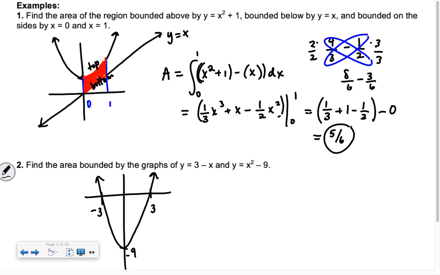And then we have y equals 3 minus x. So I'm going to rewrite that as y equals negative 1x plus 3. So we know it has a y-intercept of 3. And it goes down 1, right 1, down 1, right 1, down 1, right 1. So it's also going to cross at 3. Do you guys see that it's going to cross on the x-axis at 3? But the other place that it's crossing, we don't know.